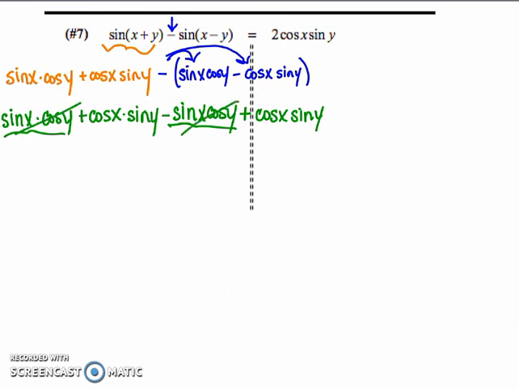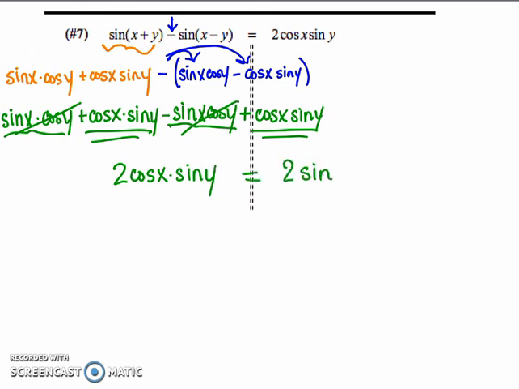And then I have cos x times sine y and cos x times sine y. I have two of them. So when I combine those together, that equals 2 cos x sine y, which is what I was supposed to get my left side to equal. Verified. And that's the end.